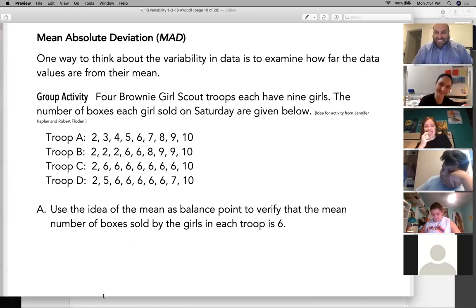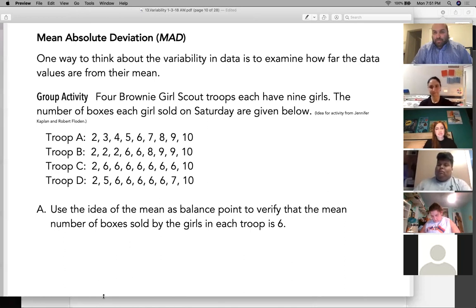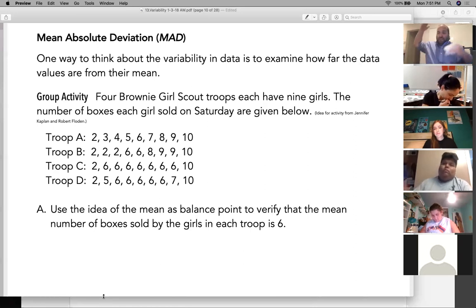Anyways, so MAD is mean absolute deviation. So one way to think about variability in data is to examine how far the data values are from the mean. The range and IQR do not do this. The range and IQR just line them up and say from here to here, from here to here. But the mean absolute deviation is about how far data is from the mean.